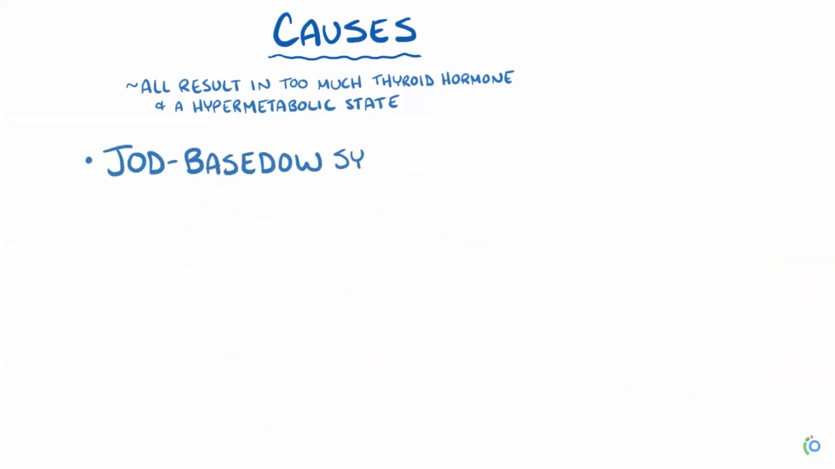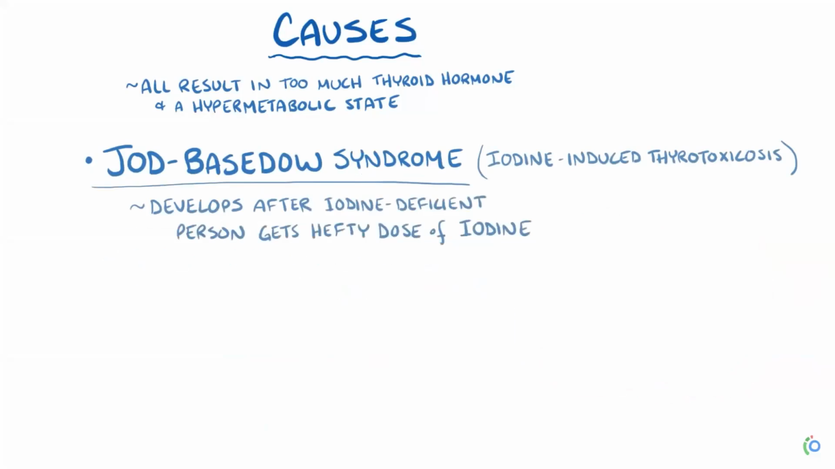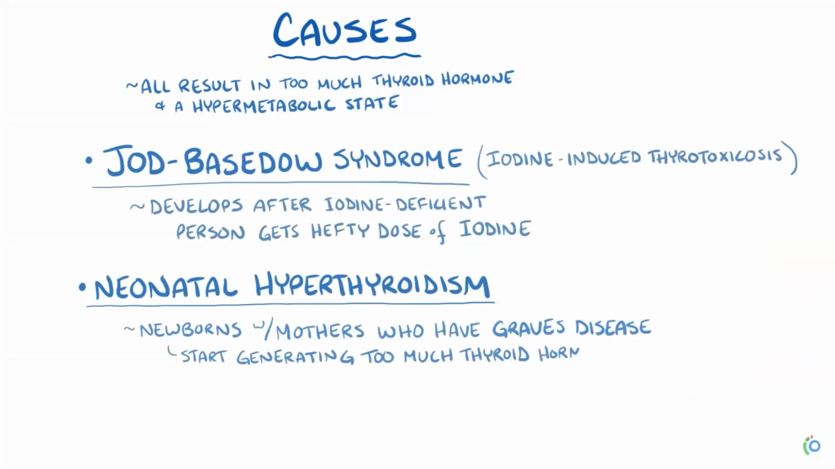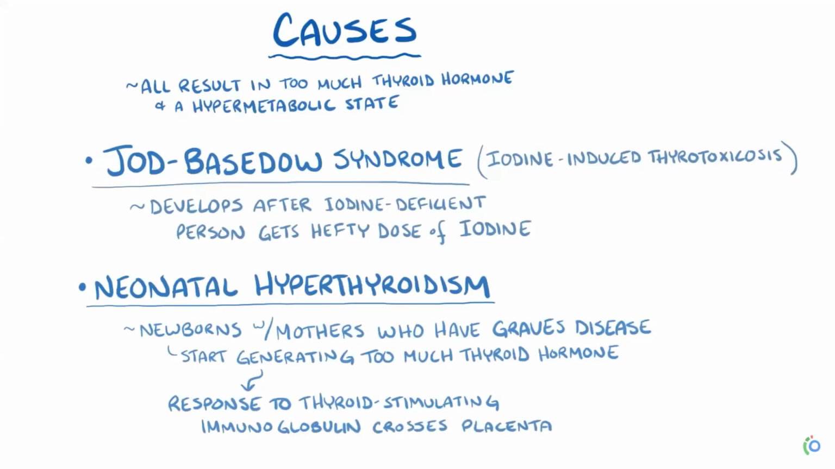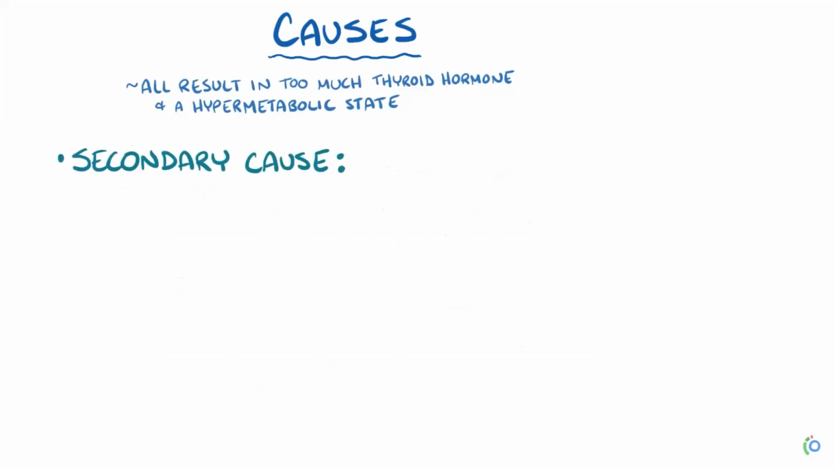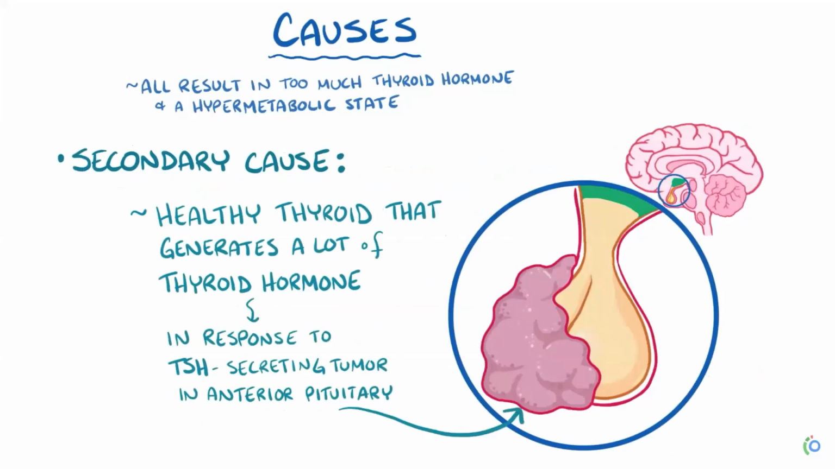There's also Jod-Basedow syndrome, or iodine-induced thyrotoxicosis, which can develop soon after an iodine-deficient person gets a hefty dose of iodine. And finally, neonatal hyperthyroidism, which is when newborns who have a mother with Graves' disease start generating too much thyroid hormone in response to thyroid-stimulating immunoglobulin that crosses the placenta barrier and enters the baby. A secondary cause of hyperthyroidism is when there's a healthy thyroid that generates a lot of thyroid hormone in response to a TSH-secreting tumor in the anterior pituitary.